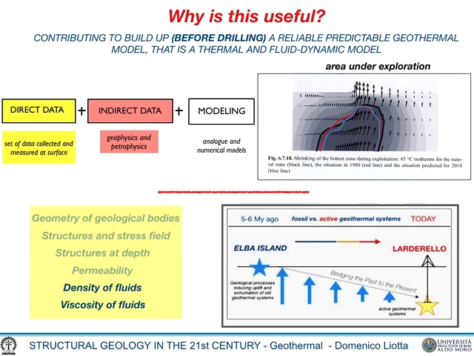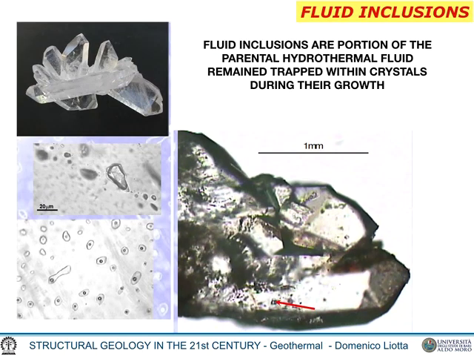All right, now let's see what we can do for the other parameters, density and viscosity of fluids. Of course, we are studying the relationship between structures and fluid flow, so we need characteristics of fluids. And to study density and viscosity, we need to study fluid inclusions. So we need also, therefore, cooperation with colleagues. Fluid inclusions are portions of the parental hydrothermal fluids that remain trapped within crystals during their crystallization. So there are methods to estimate pressure, temperature, and composition of fluids at the moment of their crystallization.